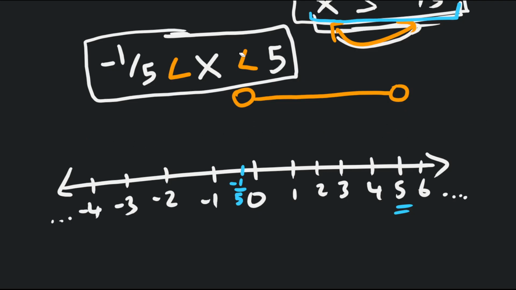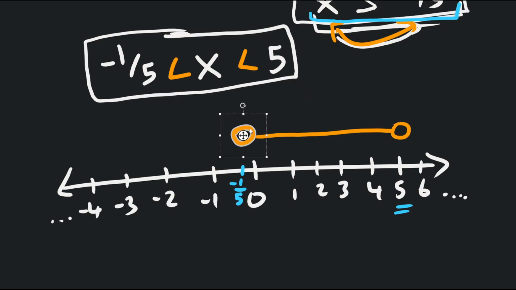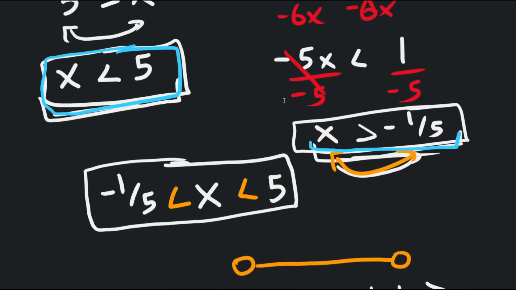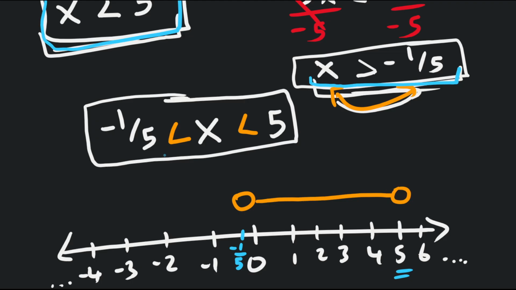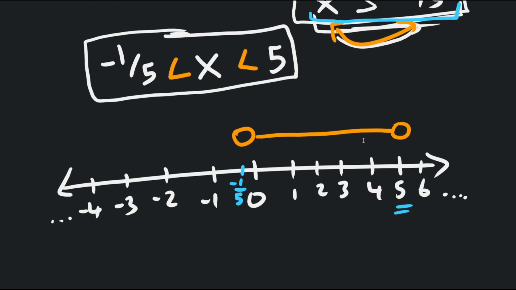That new orange line that we drew is the real solution set. Let me move it down a bit, right here. And there we go. That's how we represent this compound inequality. So negative 1/5 is less than x, which is less than 5. And that is how we graph the solution to this inequality on a number line.